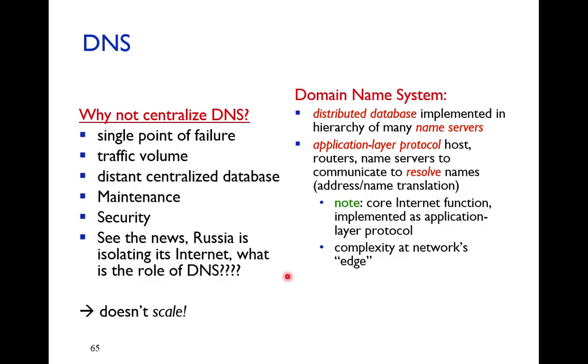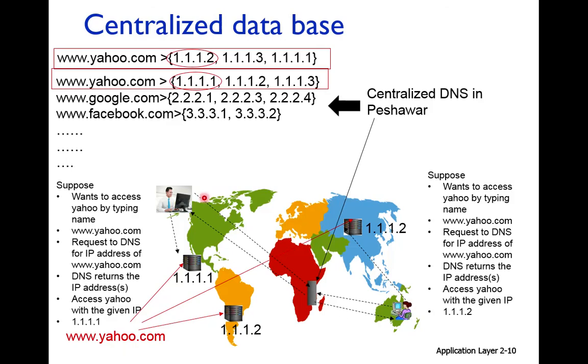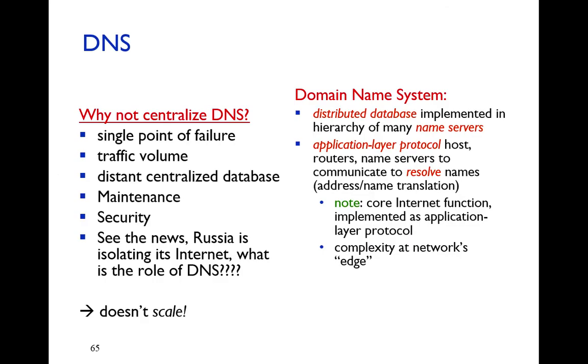Third is distance from the centralized database. What does it mean? For example, this user is in America and the Yahoo server is also in America. But when this user wants to access the Yahoo server, the user first has to come to Peshawar, in order to get the IP address from the DNS. So coming from the US to Peshawar just to get the IP address of yahoo.com and then accessing yahoo.com in the US, there is a large distance to be covered and a long delay. Okay, so this is another disadvantage.